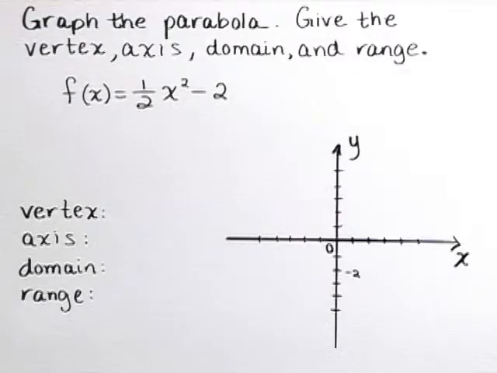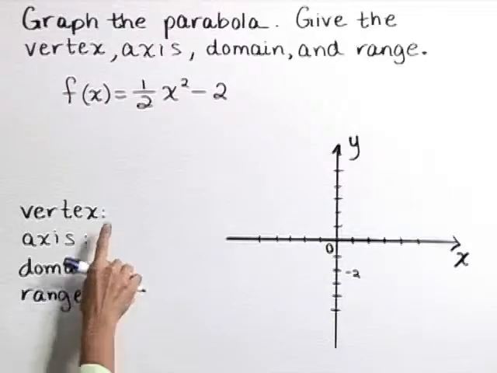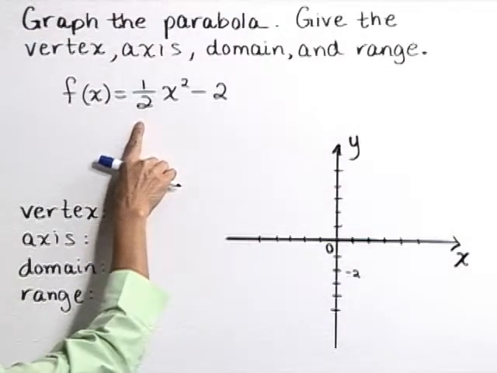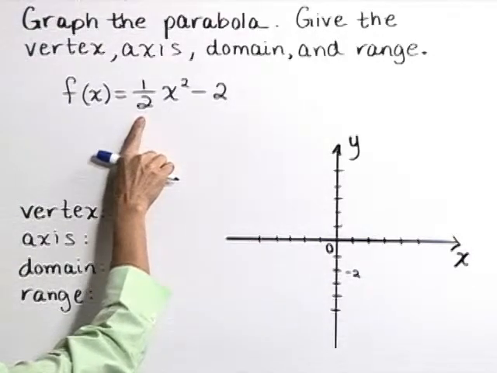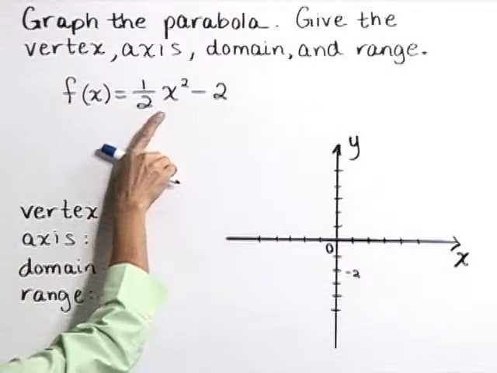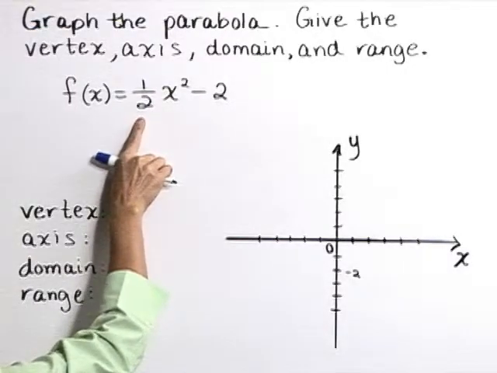Graph the parabola. Give the vertex, axis, domain, and range. Our parabola is f of x is equal to 1/2 x squared minus 2. Let's look at this leading coefficient first. Notice that it is positive. It's also a number whose absolute value is less than 1.